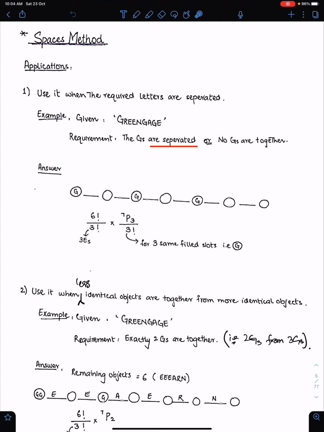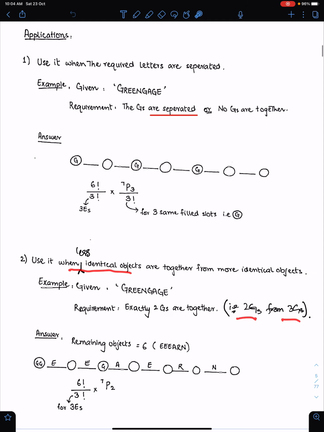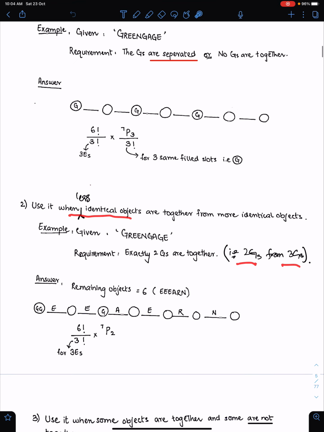Second application of the spaces method. Use it when less identical objects are together from all identical objects. For example, 2 G's from 3 G's. Given the word green gauge, requirement exactly 2 G's are together.